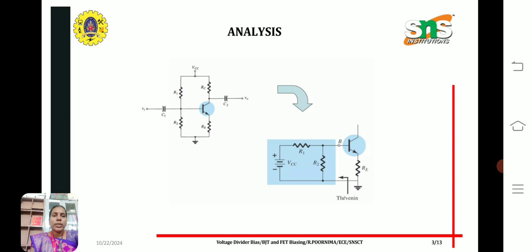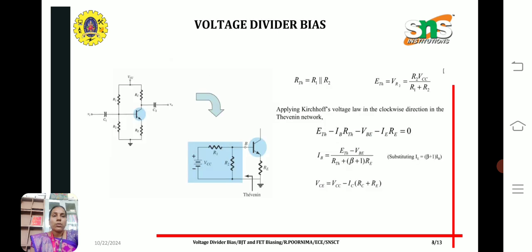For analyzing the voltage divider bias, we take the capacitors as open circuited and consider only the biasing circuit. We also redraw the circuit as Thevenin's equivalent circuit. Here the VCC supply is drawn in series with R1 and parallel R2. This forms the Thevenin's equivalent circuit. We need to calculate the Thevenin resistance and Thevenin voltage for simplifying this voltage divider bias circuit. So first of all, we have taken the amplifier circuit and also the voltage divider bias equivalent circuit.